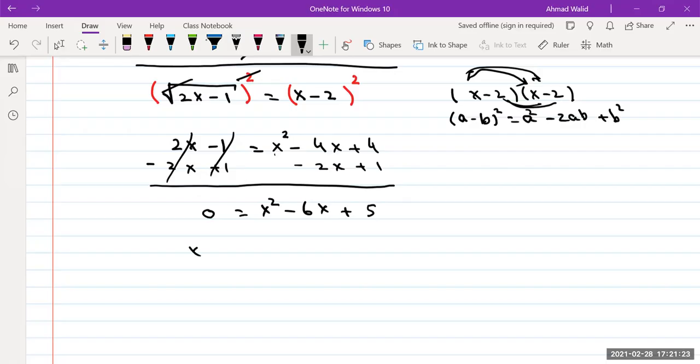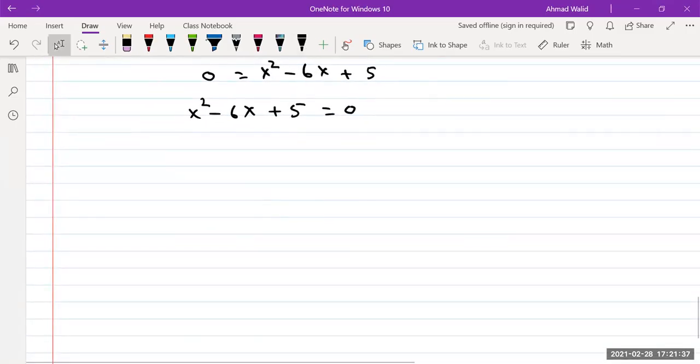Or if you want to write it in a nice way, x squared minus 6x plus 5 equals 0. Now, you don't have a radical anymore. It's a very simple quadratic equation. Can we factor? If we can factor, yes. If we cannot factor, you have your quadratic formula. You have the factoring method. Which method you want to use, you can use. Or completing the square, which you don't like to do, right?